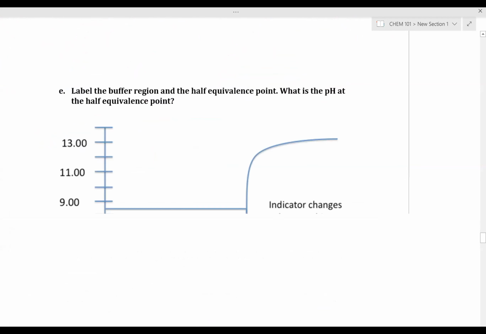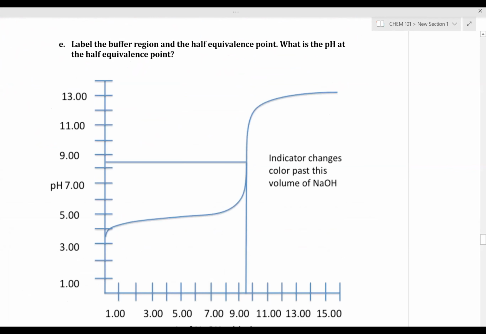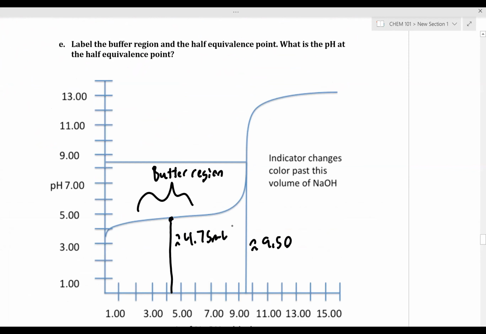Okay, don't worry about the buffer region and half equivalence point. If you're curious, we'll talk about this more in chapter 7. This is the buffer region. And the half equivalence point is halfway to the equivalence point. So if this is approximately 9.50, the half equivalence point will be about here at approximately 4.75 milliliters. Don't worry about that for now, but just for completeness on this problem, I want you to focus on the acid-base stoichiometry portion. This practice exam was designed assuming we got to chapter 7. We're slightly behind, but it's no worries.